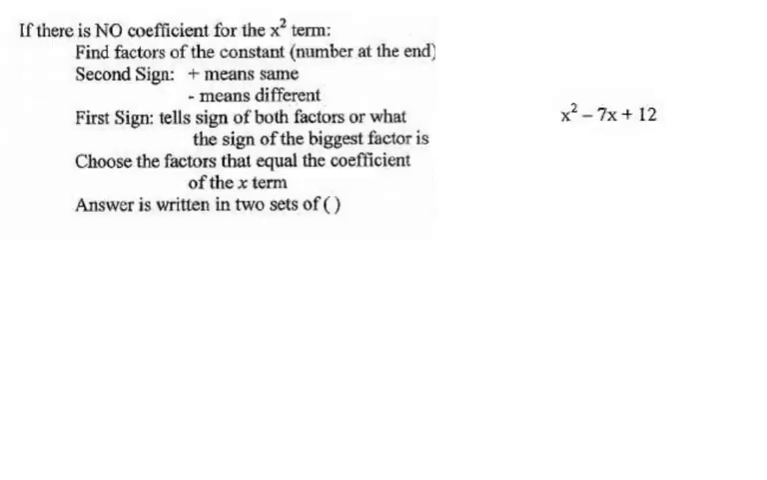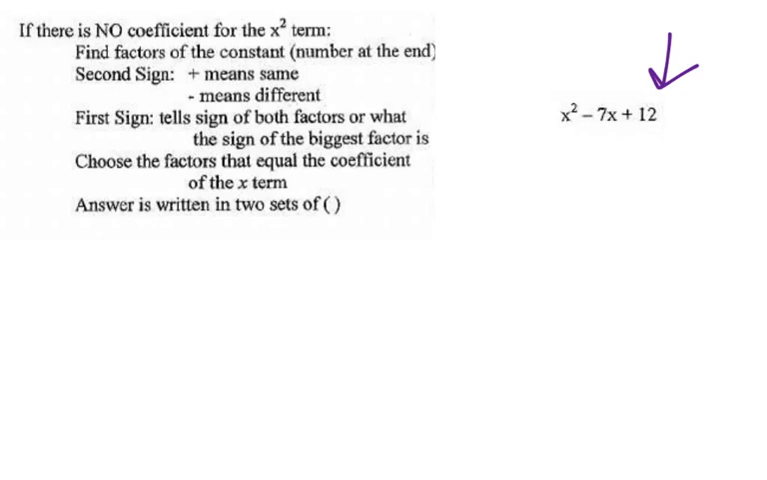So, factoring a trinomial when there is no coefficient for the x squared term. In other words, right here in front of x squared, there's not a number. First thing you want to do is find the factors of the constant. The constant is your number at the end. So, for this one, we would be finding the factors of 12. The factors, remember, are all the numbers that you can multiply together to get that number.